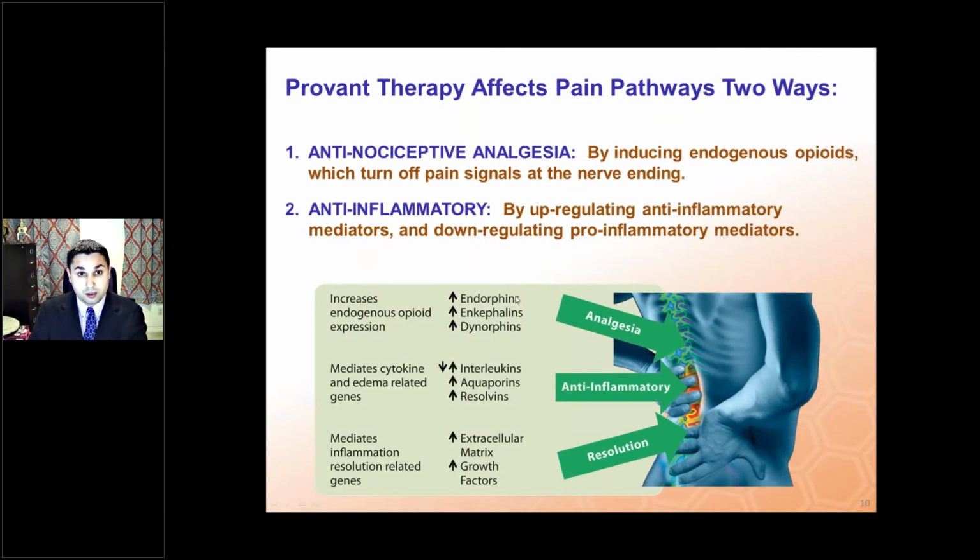In terms of the pain component for pulsed radio frequency, increasing the endogenous opioids has more of an anti-nociceptive effect, helps reduce the pain, and increases endorphins and dynorphins. Then you have the part that may help with the anti-inflammatory component, the cytokine and edema-related genes. Interleukins are an inflammatory component. Aquaporins are channels typically in the dorsal root ganglion, which have a lot to do with stimulation of pain. Then there are resolvins, which, like it sounds, resolve the inflammation; they're released to help resolve it during that phase of the inflammatory cycle. And then here are the growth factors with resolution that we talked about earlier, increasing extracellular matrix and growth factors.